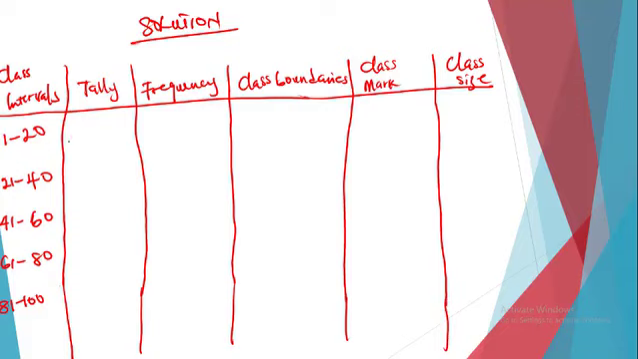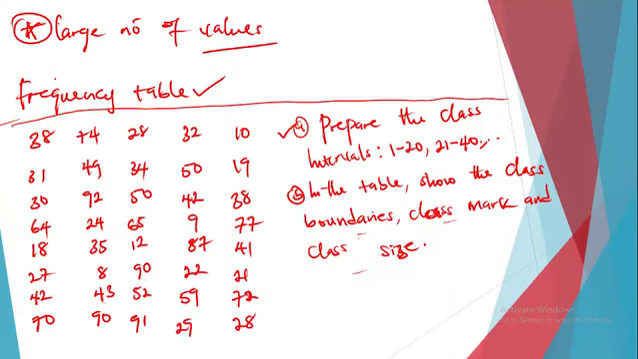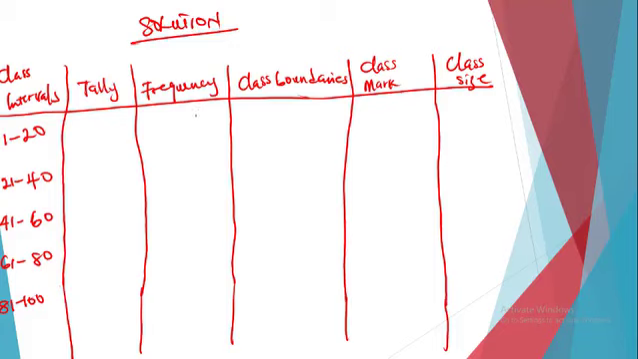So the first thing we need to do is to count the numbers that fall between this range 1 to 20. Let us start. 10 is 1. We have 19, 2. We have 9, 3. We have 18, 4. We have 12, 5. We have 8, 6. We have 6 of them, so we have 6. And for tally we have 1 2 3 4 5, then 6.